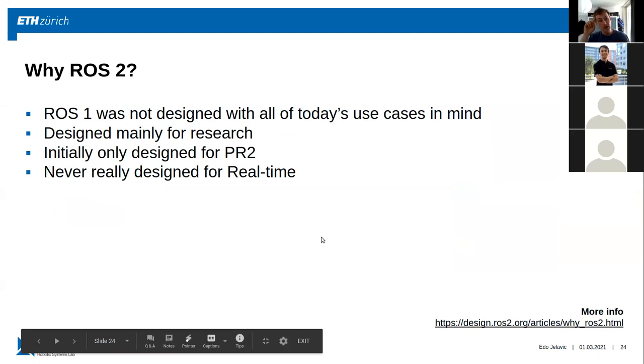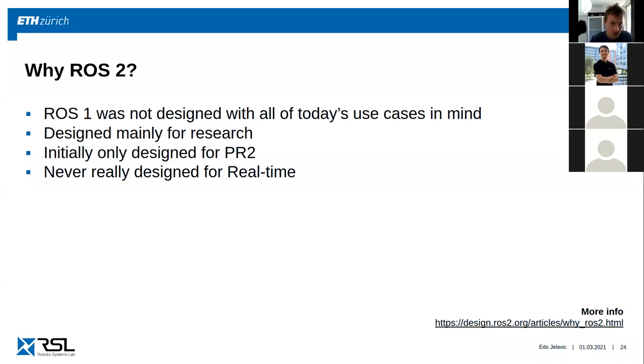So why do we even need ROS2 and what's wrong with ROS1? Simply because initially ROS1 was designed for just one robot, the PR2 back in 2007. And it was never really designed to be used for real-time applications. So you have quite a bit of overhead when communicating between different processes, which has to do with how this communication is implemented. Today, people also want to use it for real-time mission-critical applications. If you have, for example, an autonomous driving car, it's pretty important that you can react quickly and that no additional delays are introduced from your communication.